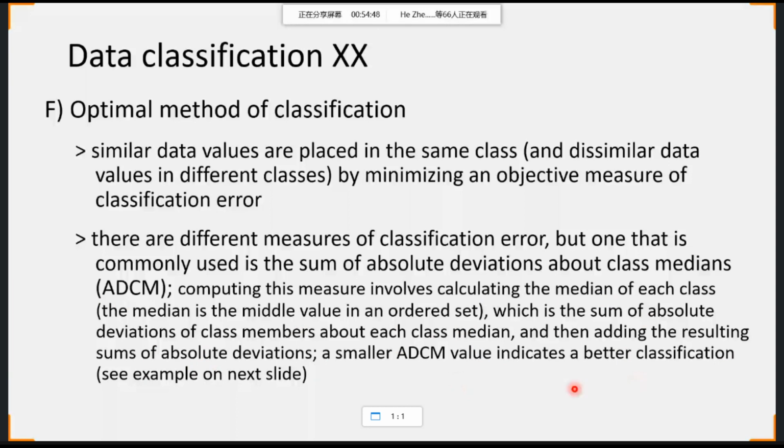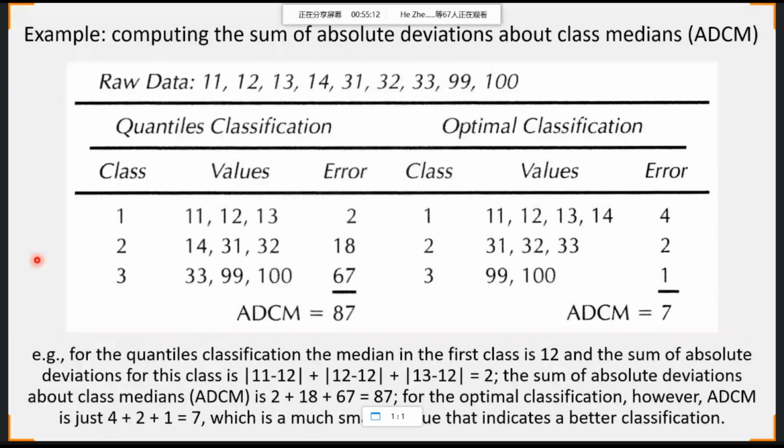So we have an example on the next slide. It makes it easier to understand, because if you read that text or if you hear that text, it's difficult to comprehend what's going on. But in fact, it's not difficult. You have done much more difficult mathematics in school, I'm sure. So this is the example, computing the sum of absolute deviations about class medians.